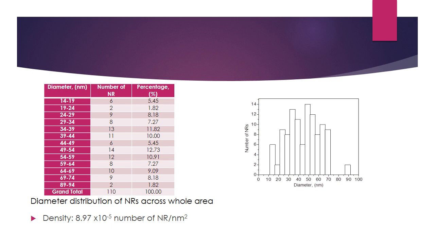The table on the left shows the diameter distribution of nanorods across the whole area, while the figure on the right is a histogram. The number of nanorods in each diameter category and its percentage has been tabulated in the table below. The nanorod growth has a density of 8.97 times 10 to the power of negative 5 nanorods per nanometer square.